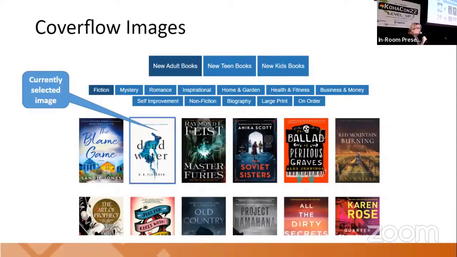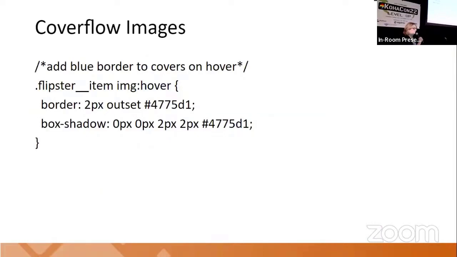So also we wanted to make sure the user could know which title they were currently on. So we added a blue border so that you can know if you're clicking on a particular cover, that's your currently selected item. And that's the CSS for that blue border.